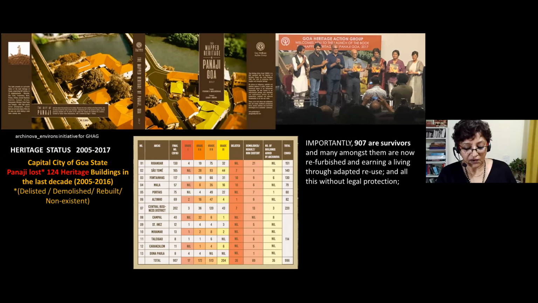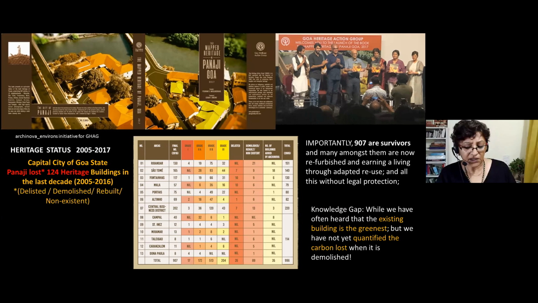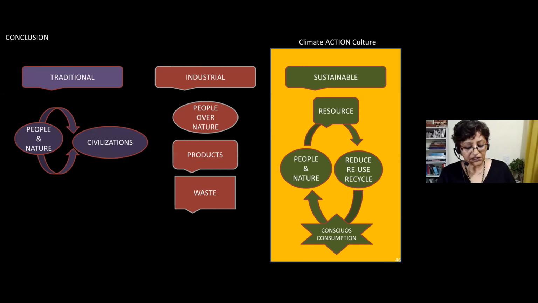While we have often heard that the existing building is the greenest, we have not yet quantified the carbon loss when it is demolished. To conclude, let us review. The traditional system was a symbiotic relationship between nature and people that generated civilization lasting for thousands of years. The industrial era brought in people over nature, and created products and waste.